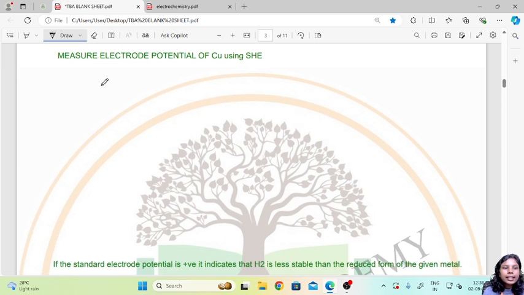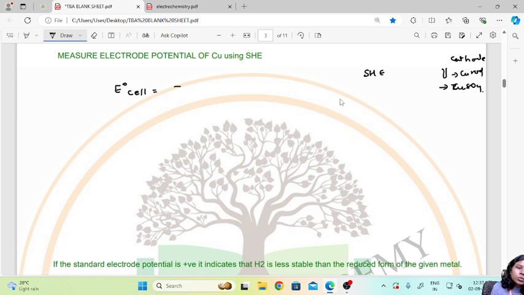Now similarly, let's look at the measure of electrode potential of Cu using SHE. So our setup will remain the same. On one side we will have SHE, and on the cathode side we'll have the Cu rod, and we'll have a solution of CuSO4, correct? Again in the same way, E naught cell will be equal to E cathode minus E anode.